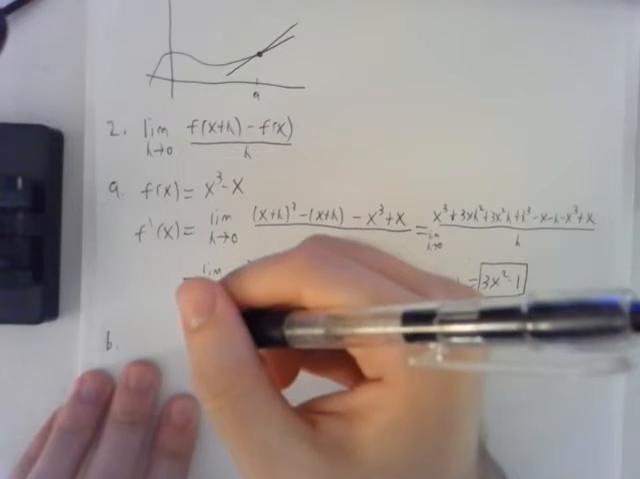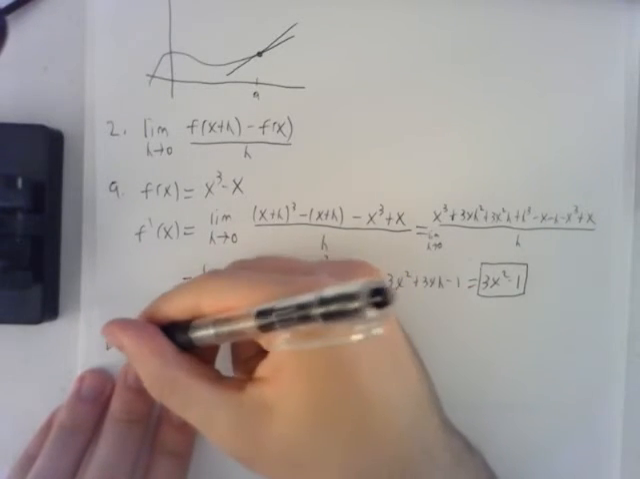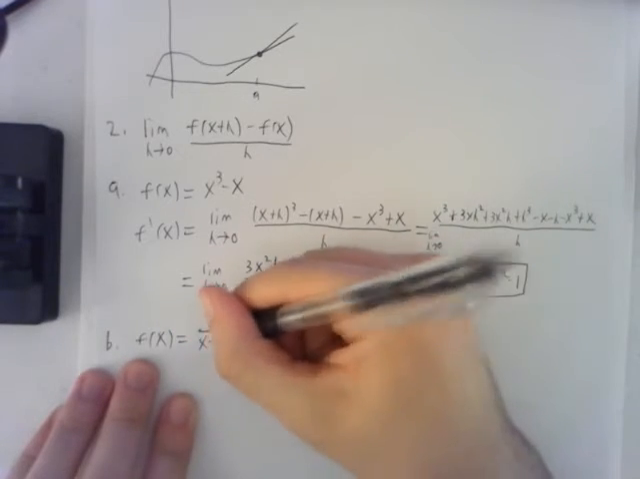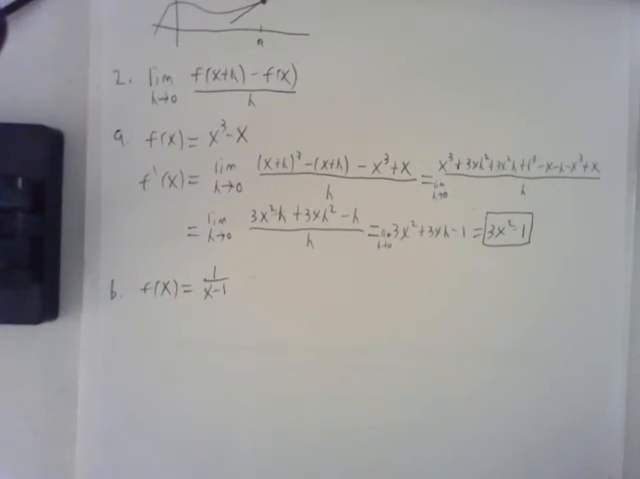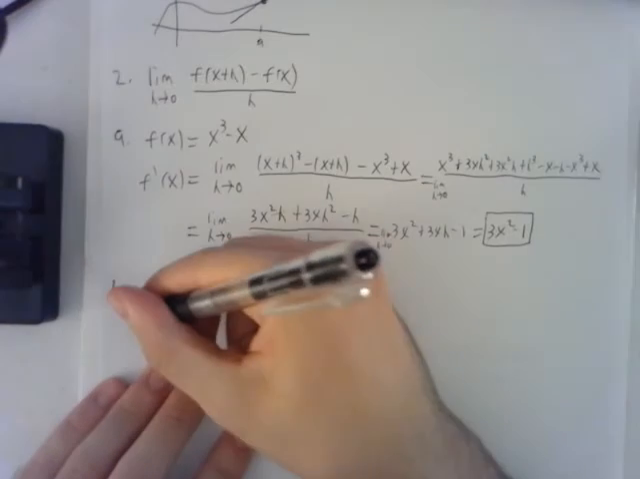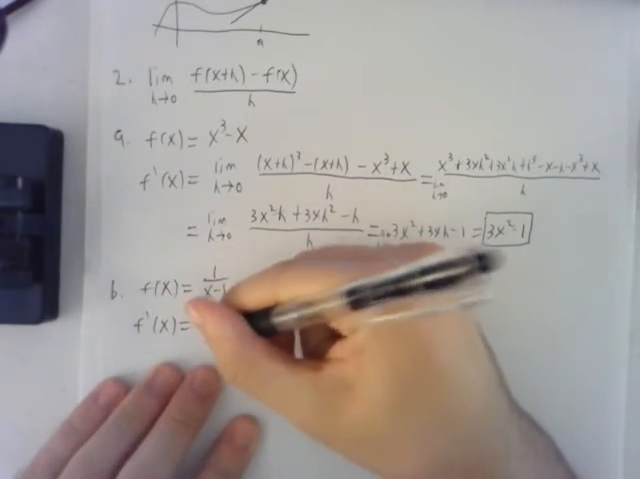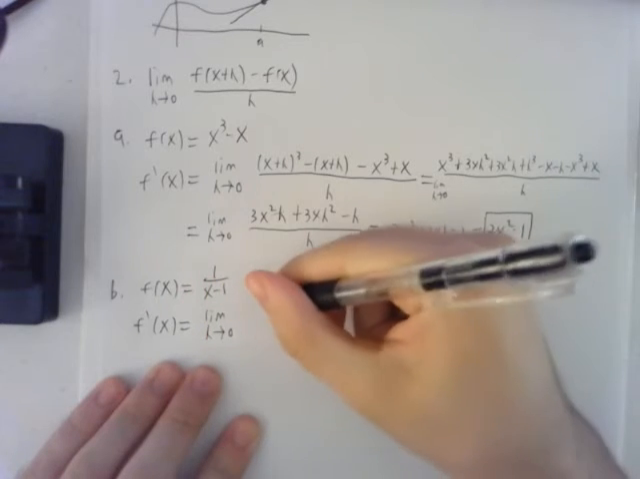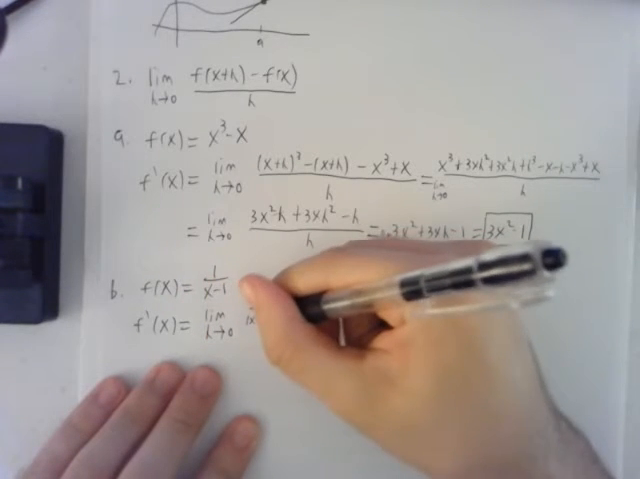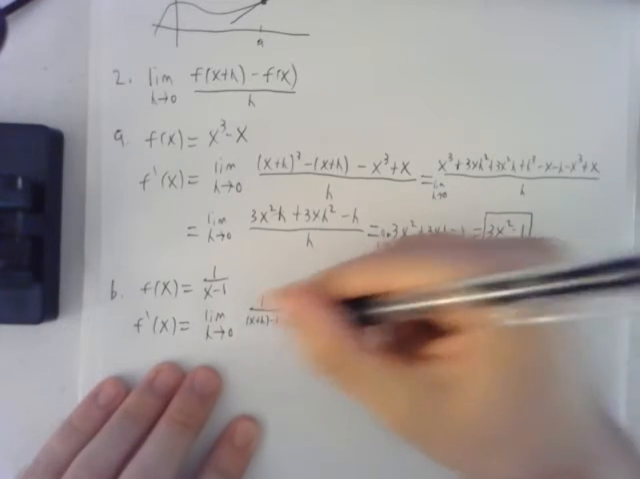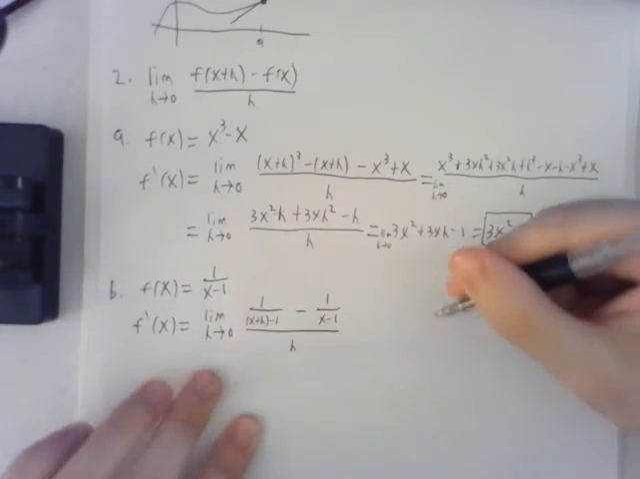So the second one, we're asked to consider f of x equals 1 divided by x minus 1. So let's again look at what the definition of derivative tells us. It says f prime of x is equal to the limit as h goes to 0 of 1 over x plus h minus 1, minus 1 over x minus 1, all divided by h.